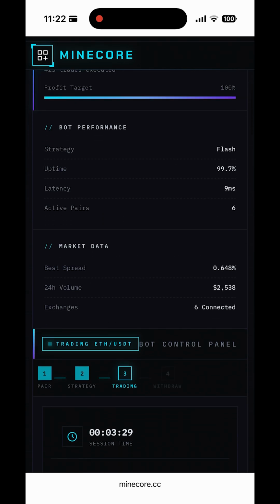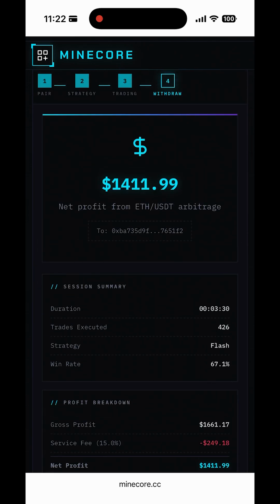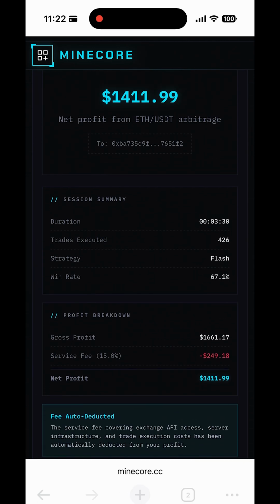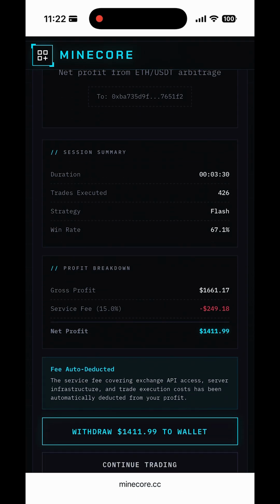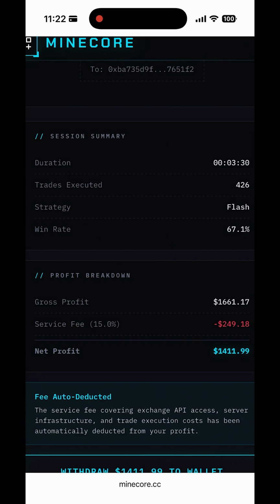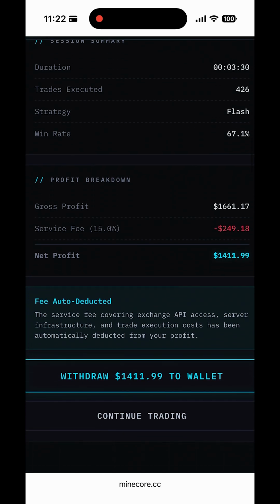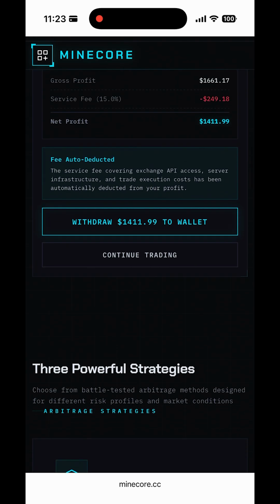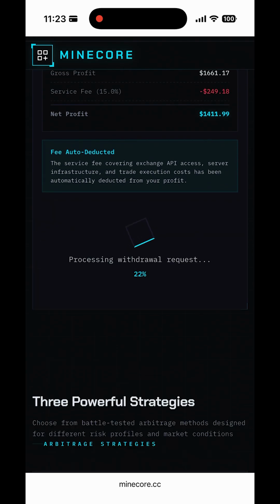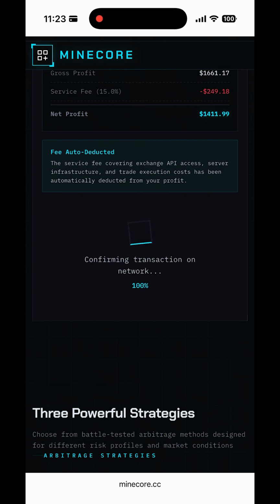Okay, so I'm tapping stop and withdraw right now. Good, so this screen right here is basically the report card for the whole session. Total time it ran, every trade that went through, which strategy it was running on, the win rate, and then the profit figure at the bottom, which already has the platform's fee taken out of it. That last number is the one I actually care about. All right, I'm hitting withdraw, just waiting on the confirmation here. Funds should head to my wallet in a few minutes, so let me talk about something while that happens.